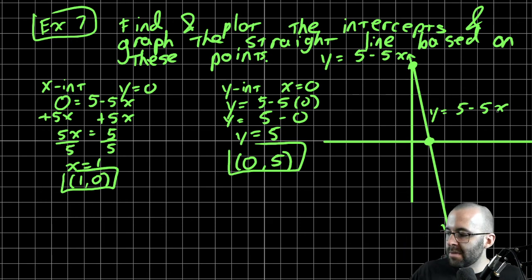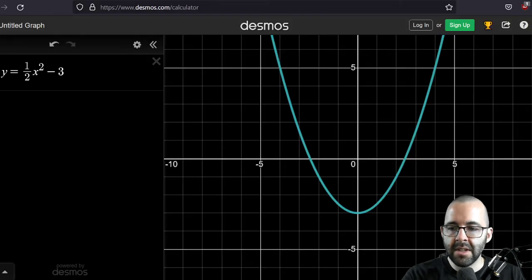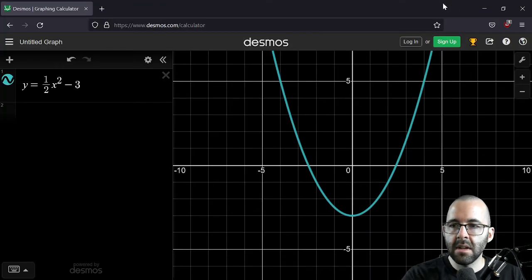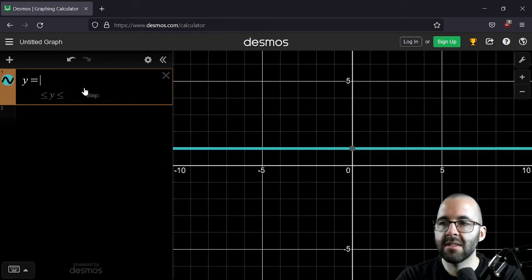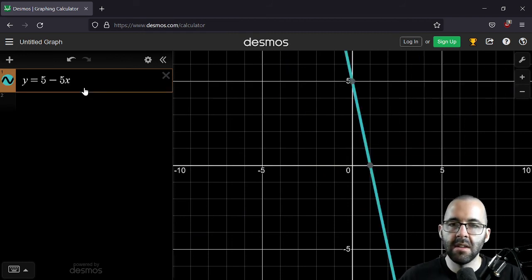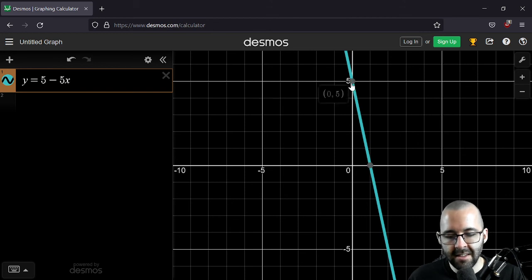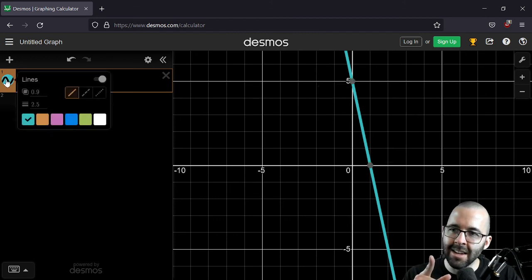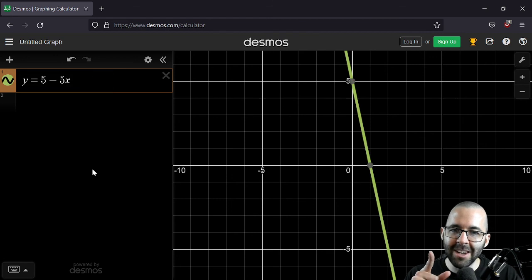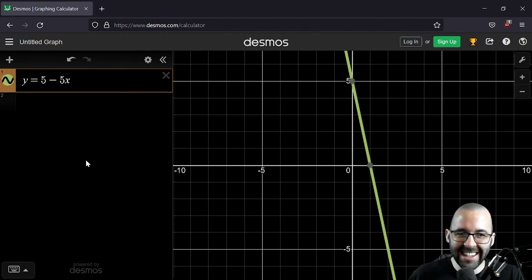Let's check our answers. Let's make sure that we did it correctly. So I'm going to go over to Desmos and say y equals 5 minus 5x. Hey, there's that y-intercept up here. There's that x-intercept down there. Connect the dots with a line. And you might say, it doesn't look exactly the same. Let's make it green. All right.